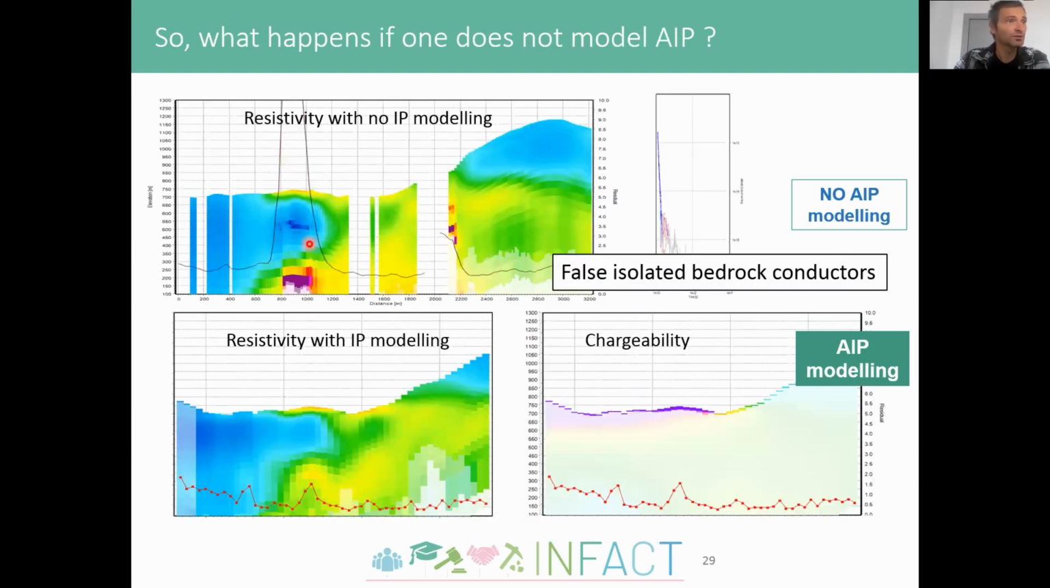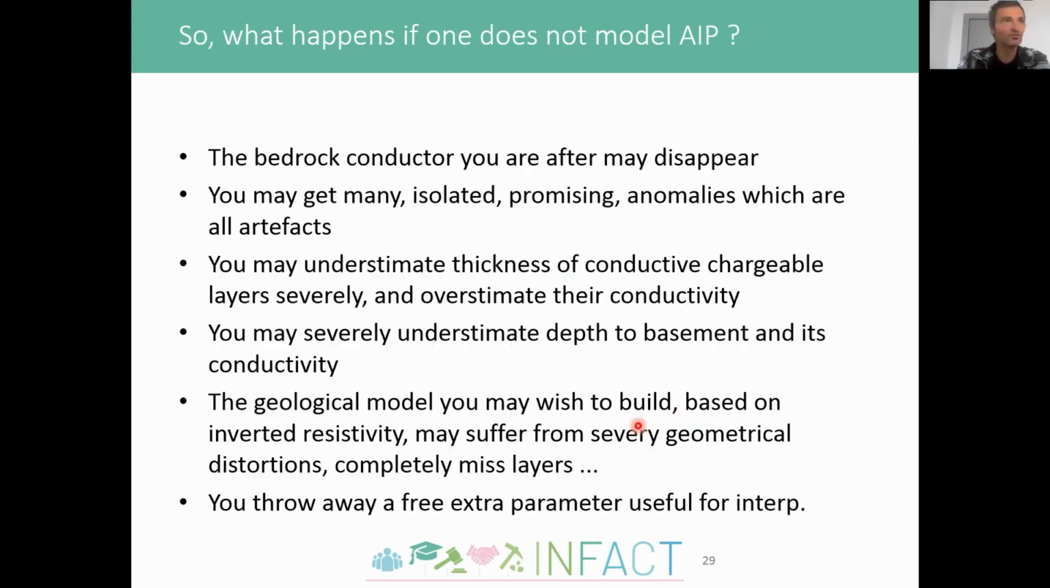Another example, again in the top, if you don't model IP, this is resistivity, a beautifully isolated conductive target. In reality, it should look like that. And you get to that if you actually model chargeability at the same time. So if one doesn't model IP, many things can happen. The bedrock conductor you're after may actually disappear. I didn't show that, but that can also happen. You can also get many isolated promising anomalies, which are all artifacts.